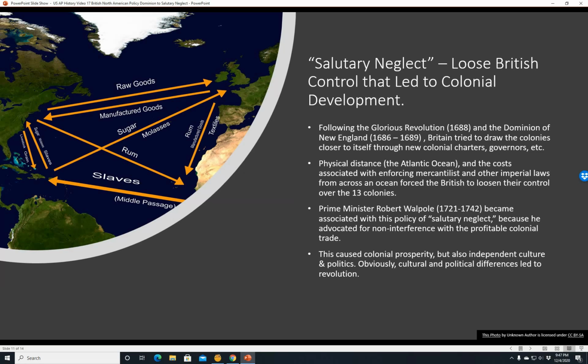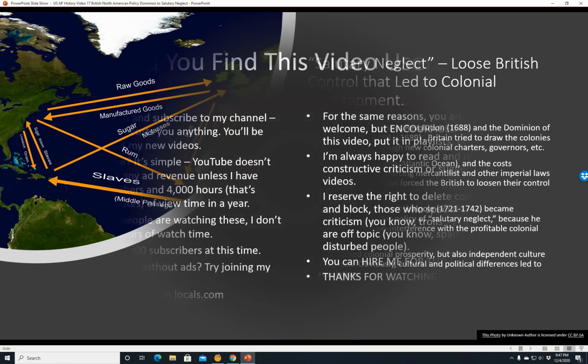Prime Minister Robert Walpole from 1721 to 1742 became associated with this policy of salutary neglect because he advocated for non-interference with the profitable colonial trade. This caused colonial prosperity, but also independent culture and politics. So obviously, cultural and political differences led to the American Revolution. But that wouldn't be for a while yet.